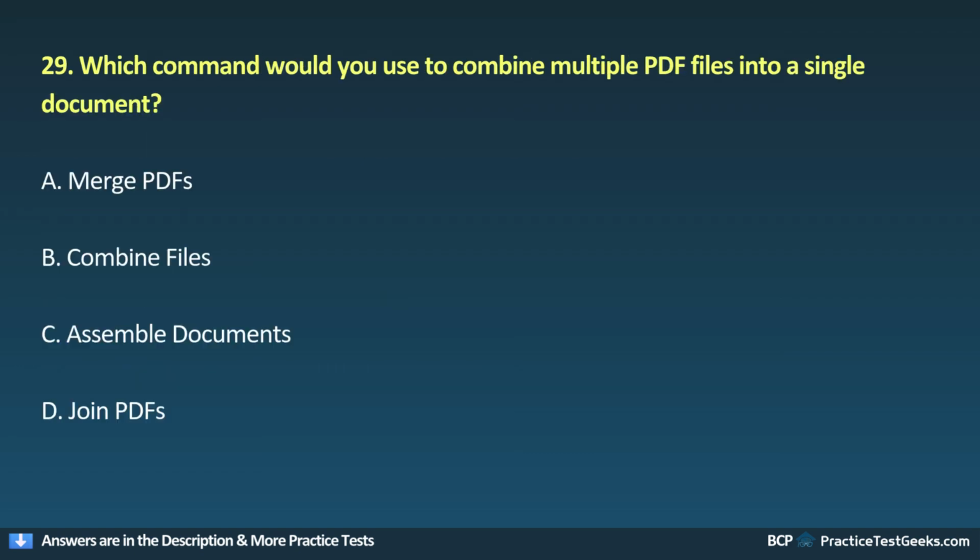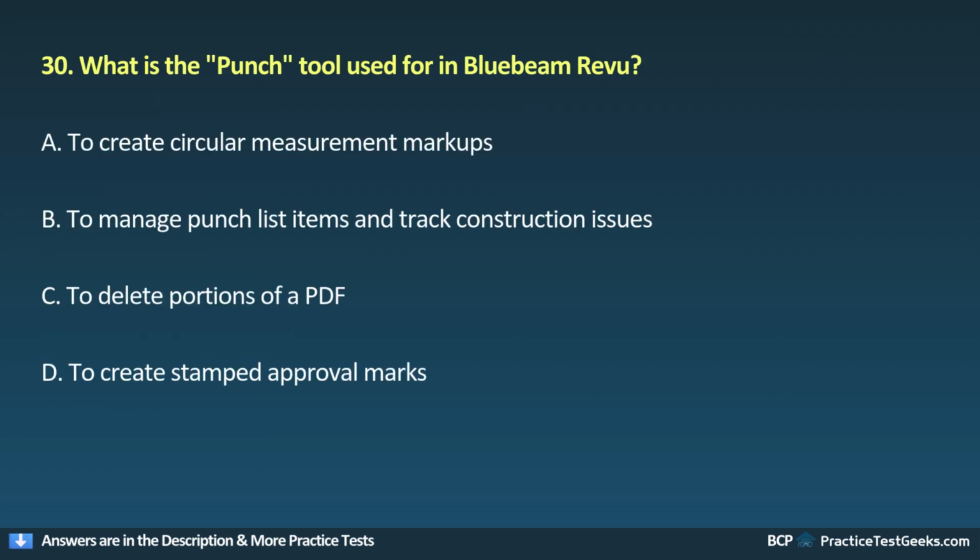29. Which command would you use to combine multiple PDF files into a single document? A. Combine files. C. Assemble documents. D. Merge PDFs. 30. What is the punch tool used for in Bluebeam Revu? A. To create circular measurement markups. B. To manage punch list items and track construction issues. C. To delete portions of a PDF. D. To create stamped approval marks.